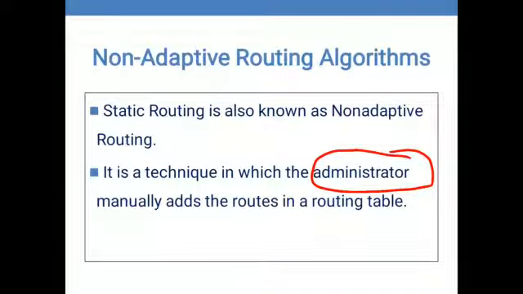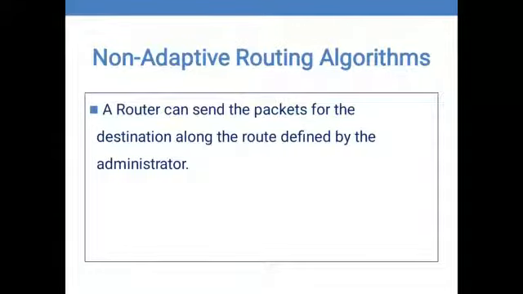In dynamic routing, each and every router will maintain the routing table. But here, the administrator will manually add the routes. A router can send the packet to the destination along the route defined by the administrator. So here the administrator will decide in which path the data is transmitted, meaning what is the path between the source and destination.